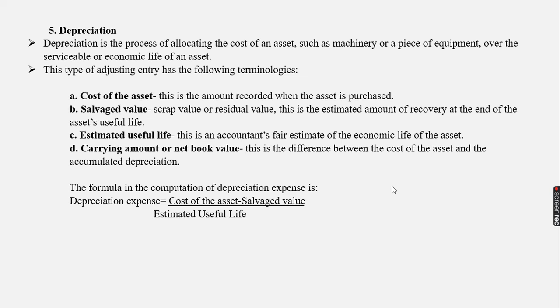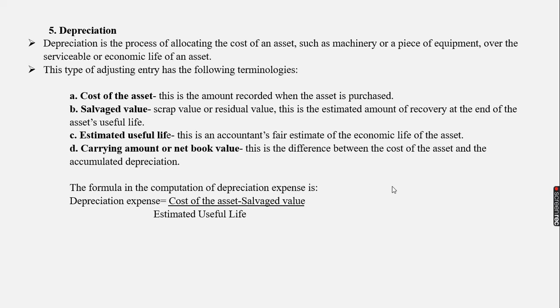Letter A, cost of the asset. What is the cost of the asset? This is the amount recorded when the asset is purchased. This is the amount for which you bought your asset. Next, salvage value, scrap value, or residual value, the value of the asset that will remain. This is the estimated amount of recovery at the end of the asset's useful life.